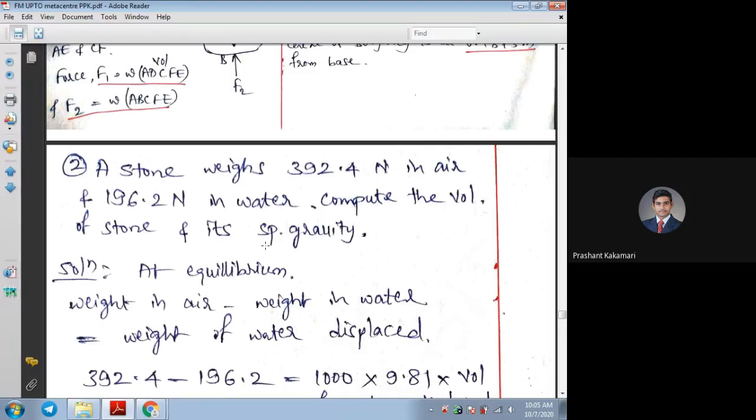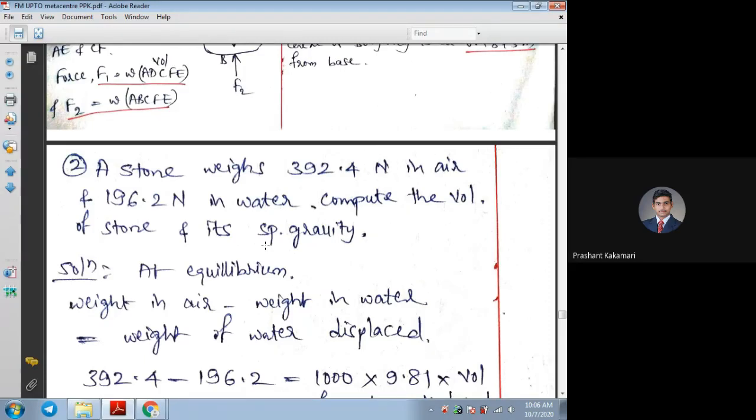So for the volume of the stone, we can go by the buoyancy law itself. By the law of buoyancy, any body tried to be immersed in a given liquid will replace the liquid by its own volume. I hope you are understanding. Once I put any body in water or any liquid, it will displace liquid of the same volume, and the weight of the stone is taken as equal to the weight of the liquid displaced.